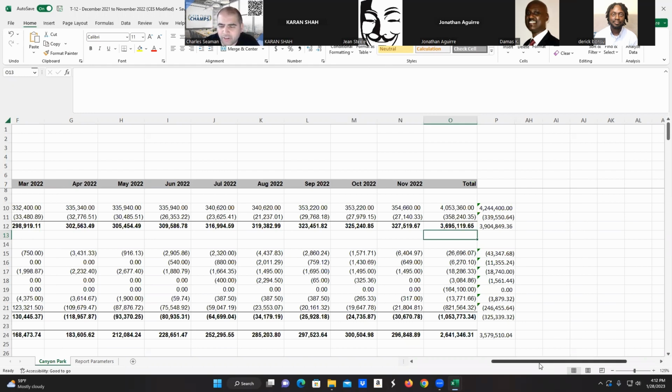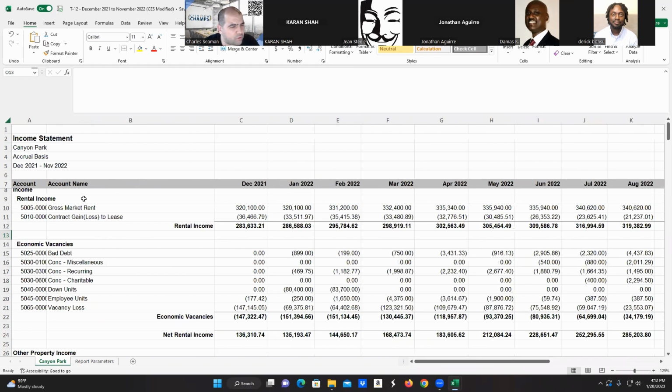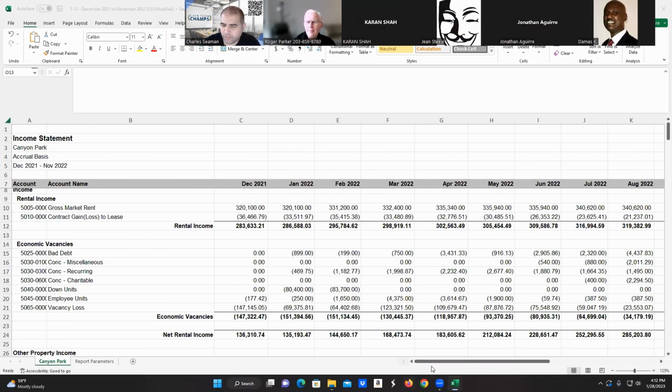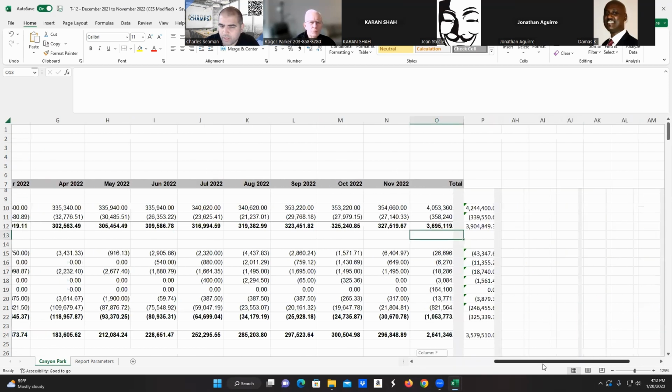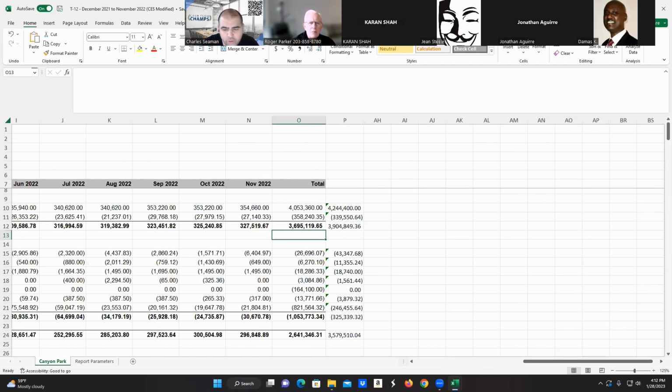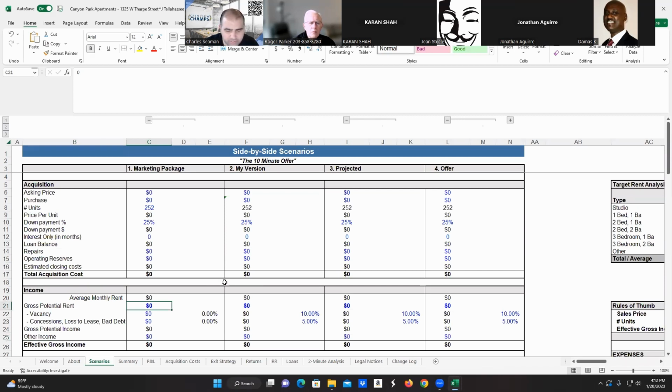So let's take a peek here and let's come over to our account name so you can see which item or items are going to be in our gross potential rent. Row 10, yep, very good. Okay, so our total there is $4,244,400.